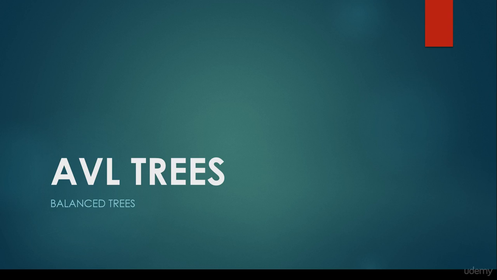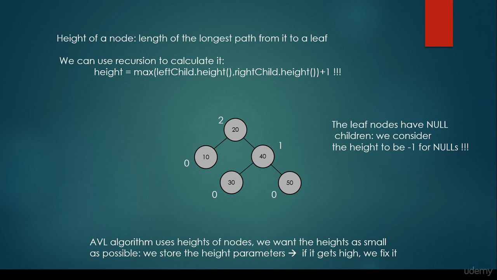Hi, in this video we are going to talk about AVL trees, focusing on the height parameter of a given binary tree. So, let's get started. You may pose the question: what does it mean, the height of a node or a vertex? It is basically the length of the longest path from this given node to a leaf node.